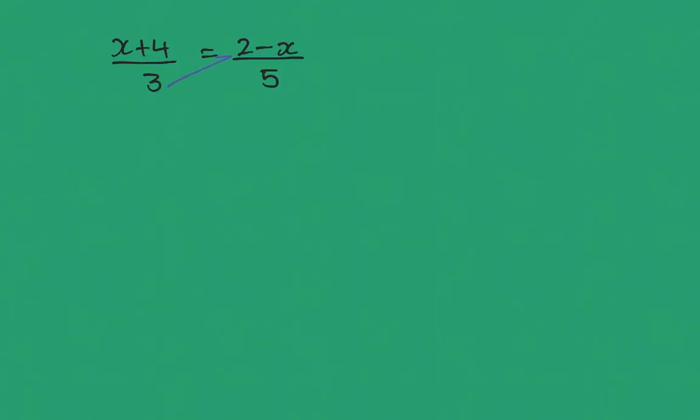So we've got (x plus 4) over 3 equals (2 minus x) over 5. We're cross multiplying. So 5 times (x plus 4) equals 3 times (2 minus x). Drawing in some arrows. 5 times x, 5 times 4 equals 3 times 2 and 3 times negative x.